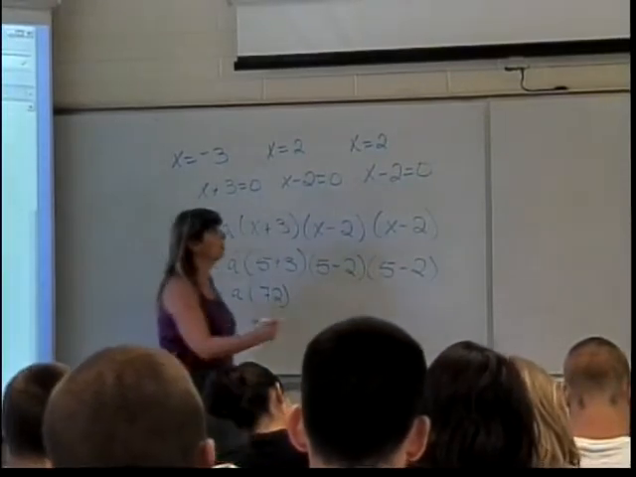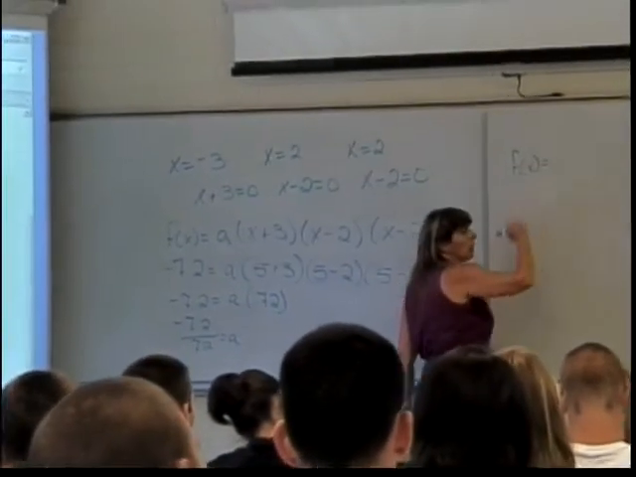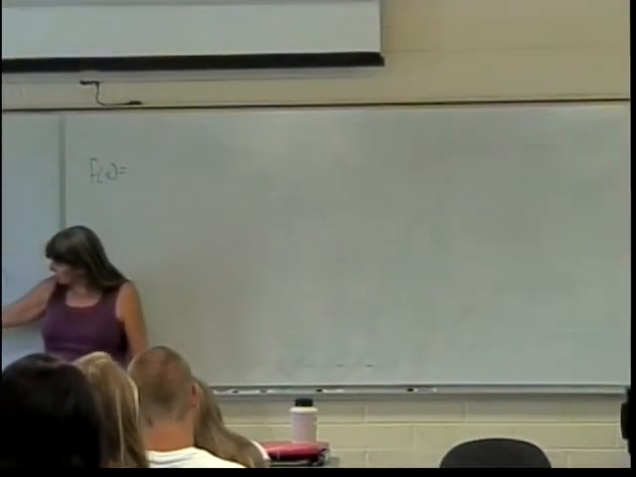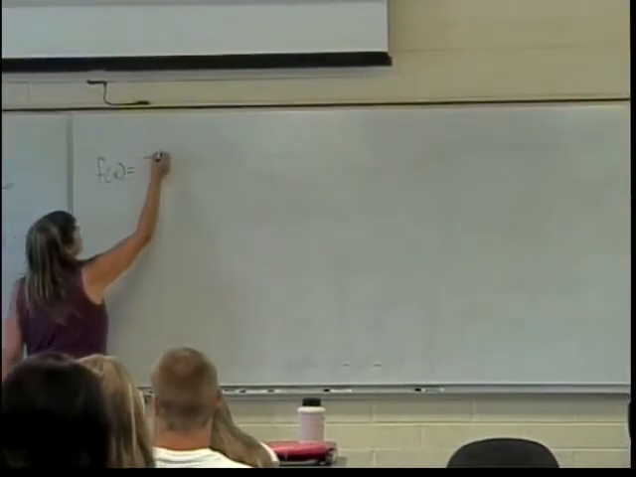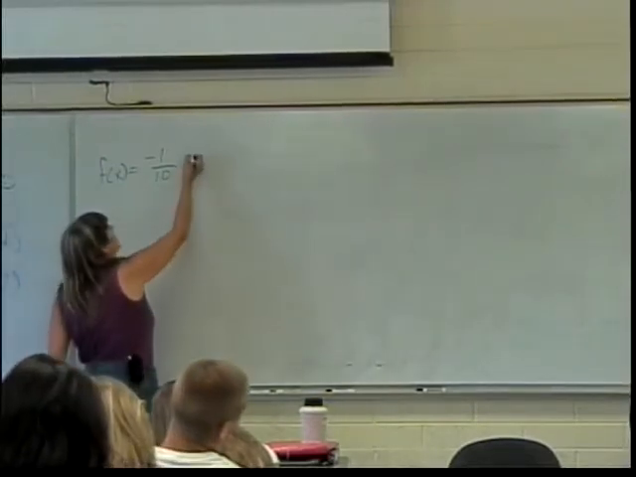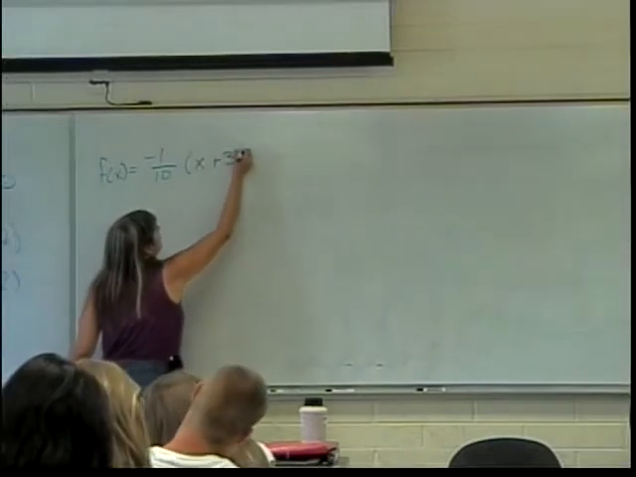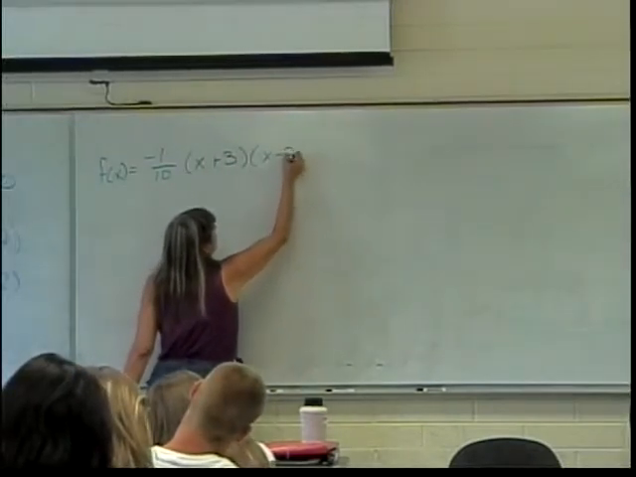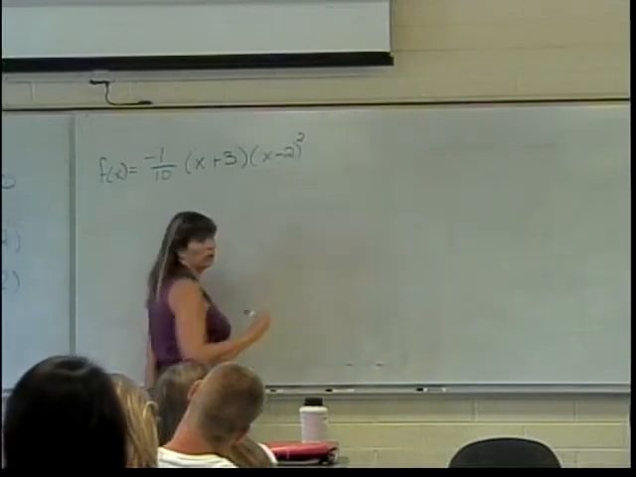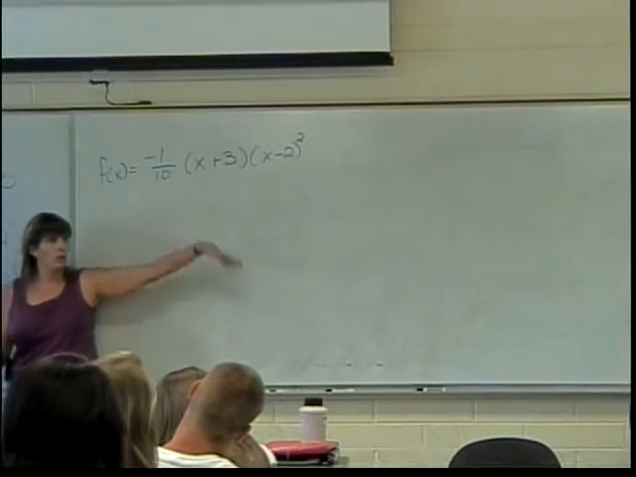So now when I write my polynomial, f of x, I put in my number for a, which turns out to be? Negative 1 over 10. Yeah. You don't have to simplify it if you don't want to. Times x plus 3 times x minus 2 times x minus 2, which you could just write as x minus 2 squared if you want to. You don't have to do that either. You can write both of them out.